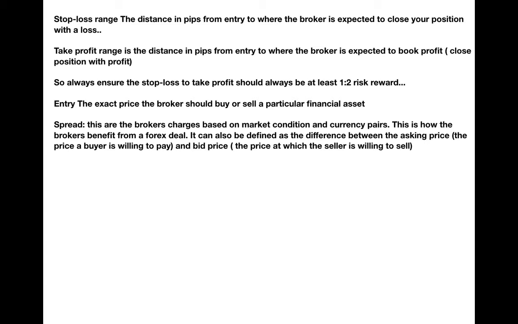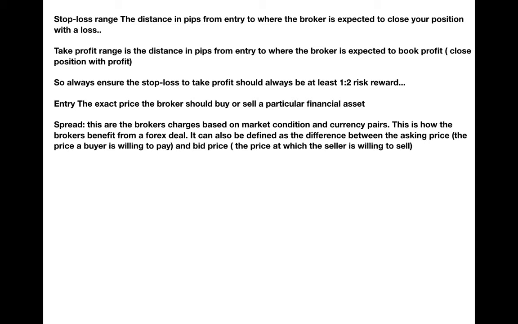Then you tell the broker, my stop loss range should be minus. If I'm forecasting that the market wants to go up, and the market rather goes down, take me out of that losing trade at minus $10. Then if your trade is going in profit, take me out of that winning trade at $20. Understand? So what I'm saying here is that always ensure that your stop loss to take profit ratio should be at least 1 is to 2.